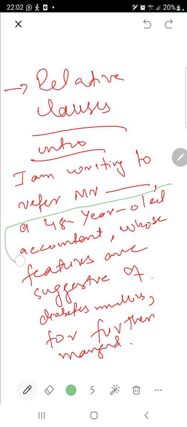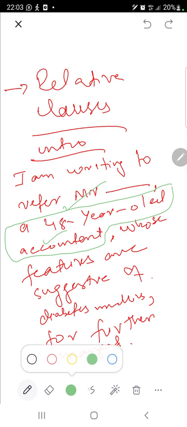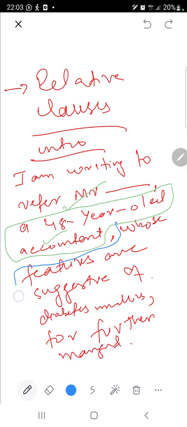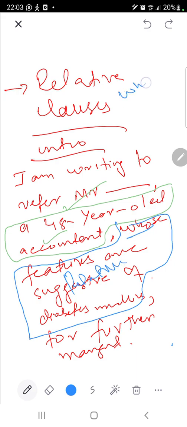Now you can see over here, this is what we call a noun in apposition, part of the range of grammar. We can use the age and profession if it's relevant over here. And this is the relative clause, the who clause. We can use he as well. I'm writing to refer Mr. X, a 48-year-old man, accountant, full stop. He has features suggestive of diabetes. We can use he has as a relative clause as well. Anyhow, a clause that can relate with the previous sentence is called the relative clause.